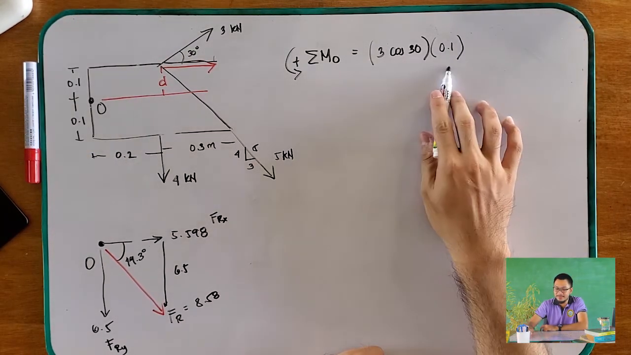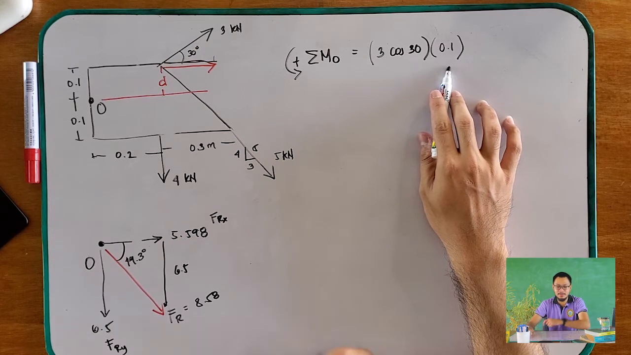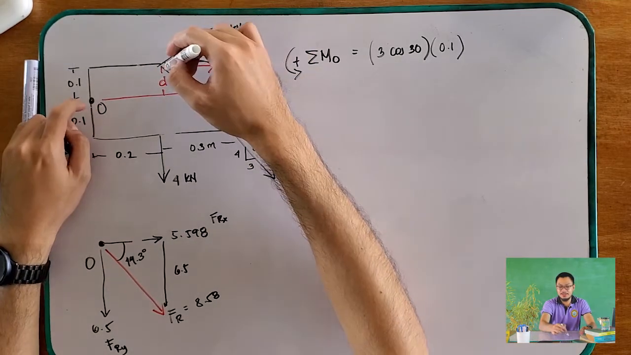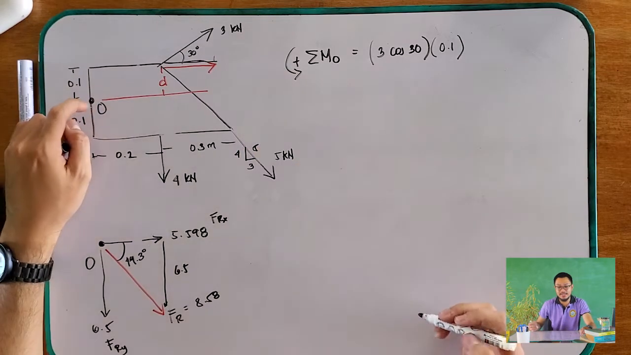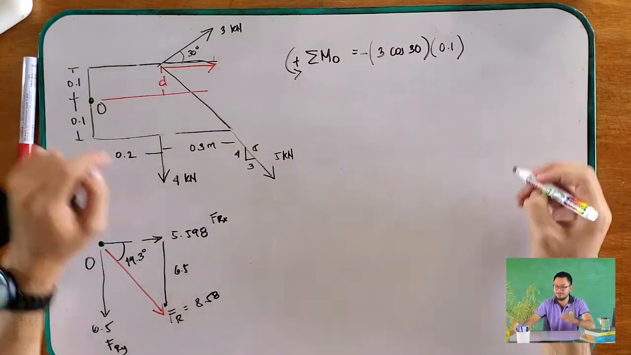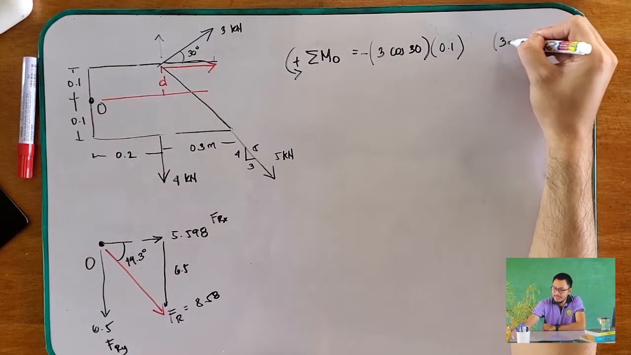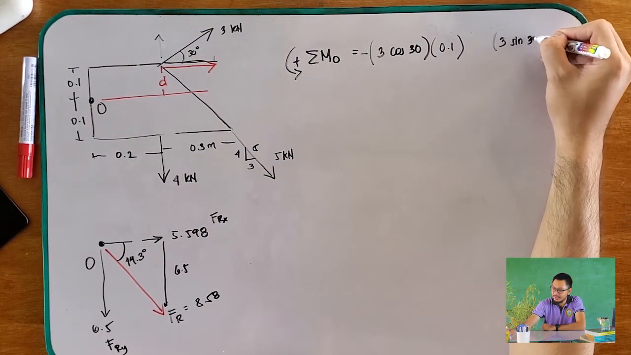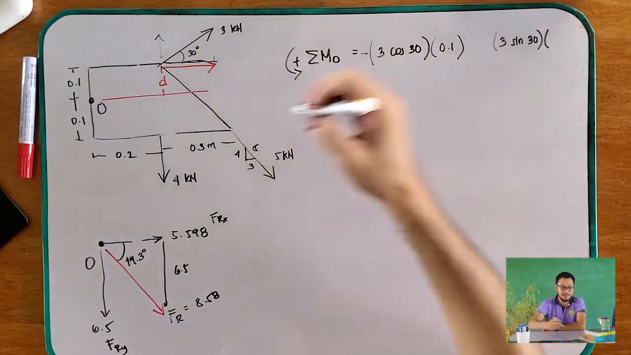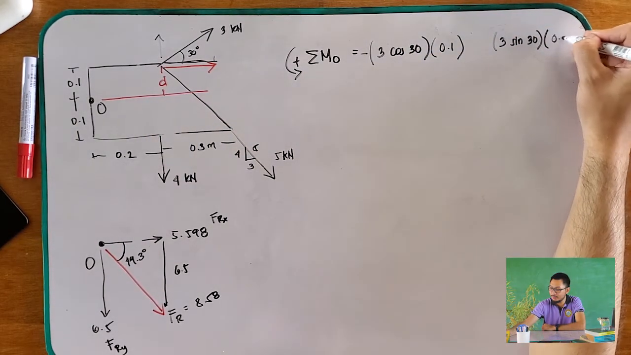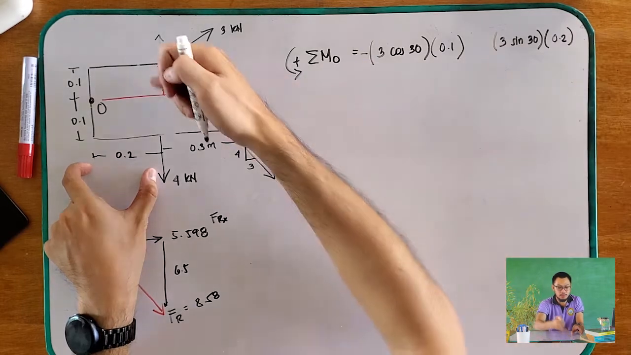Wait, is this positive or negative? Unsa man iya ma-create nga moment? This one here creates a clockwise nga direction. So, this is negative. So, kanina punta sa y component na punta. 3 sine of 30 multiplied by the moment arm of given 0.2.